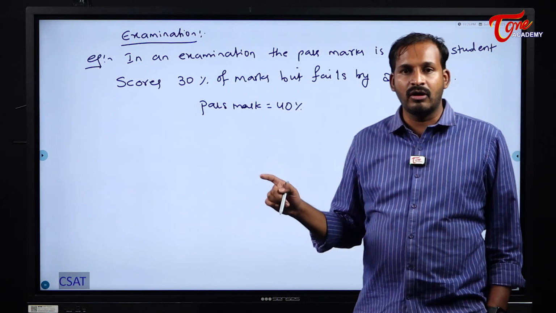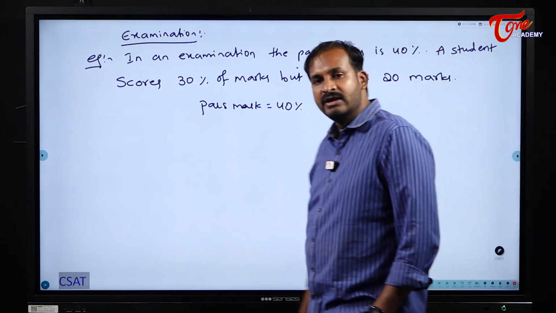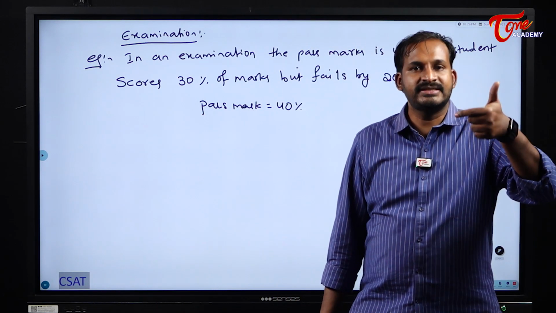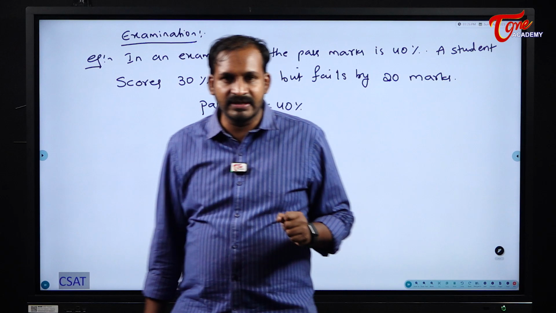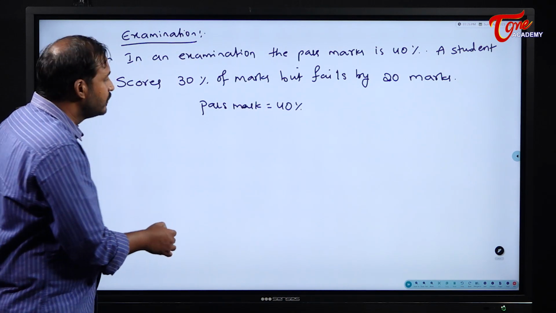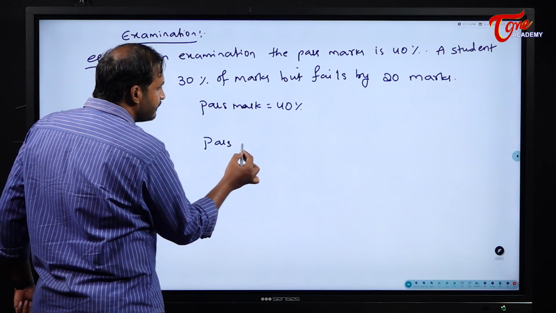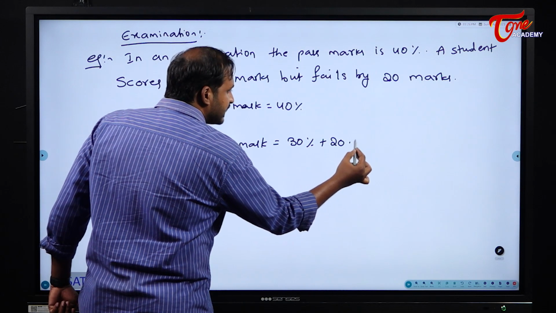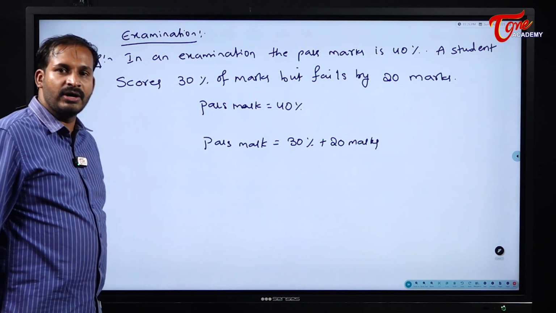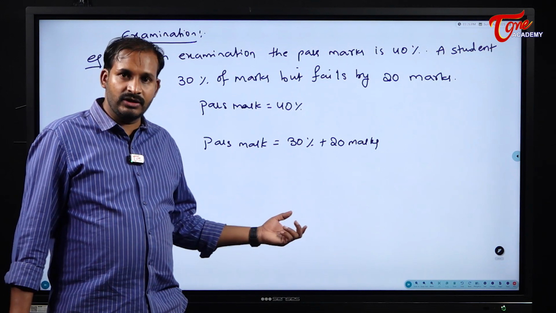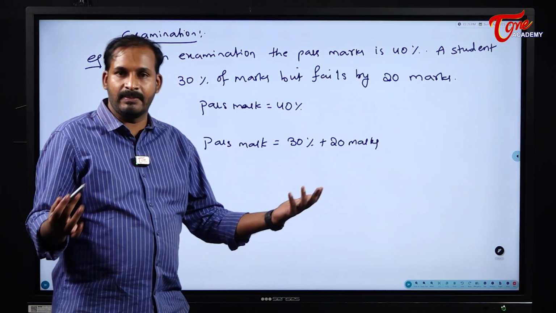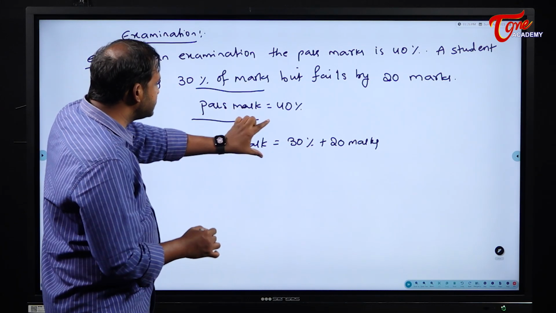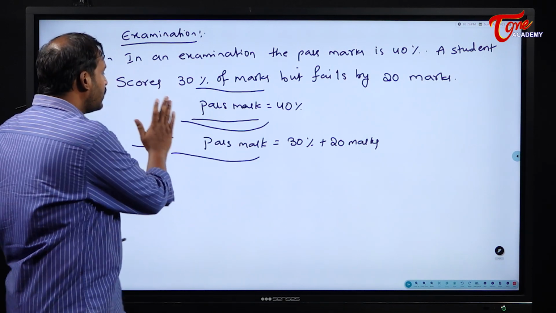But one of the students got 30% of marks and he failed by 20 marks. Fails by 20 marks means, for example, if he gets those 20 marks, obviously he will be passed in that examination, right? So from the student's point of view, what is the pass mark? From the student's point of view, pass mark is 30% plus 20 marks. Is it correct or not? If he secured 30% and if he scores 20 more marks, he will pass. That means the same examination. So this is one pass mark, and this is the other pass mark which we got here.